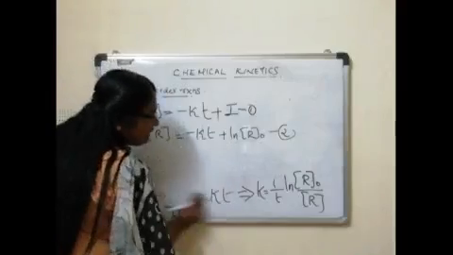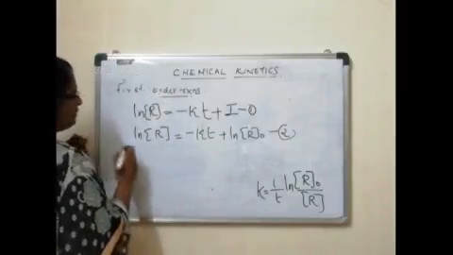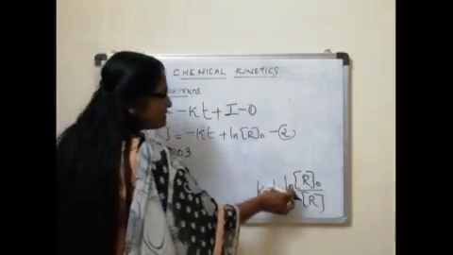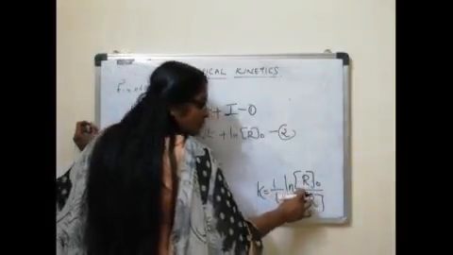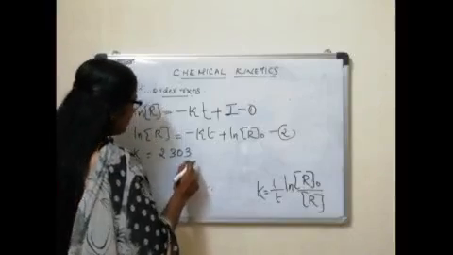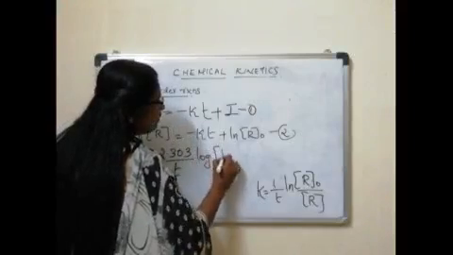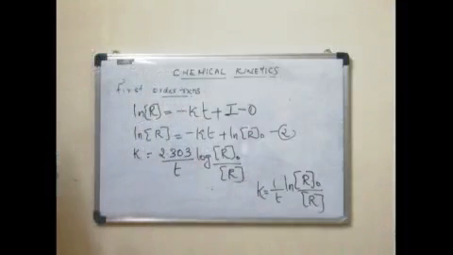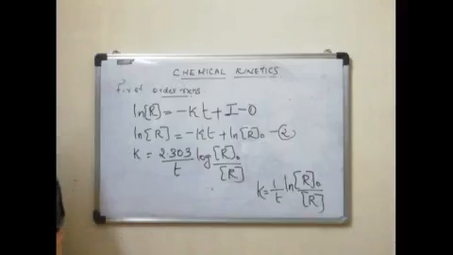So again we can rewrite this equation as k is equal to 2.303. We are multiplying this ln by 2.303, then it will be turned into log. That is 2.303 by t log r0 by r. This is a very important equation. k is equal to 2.303 by t log r0 by r.